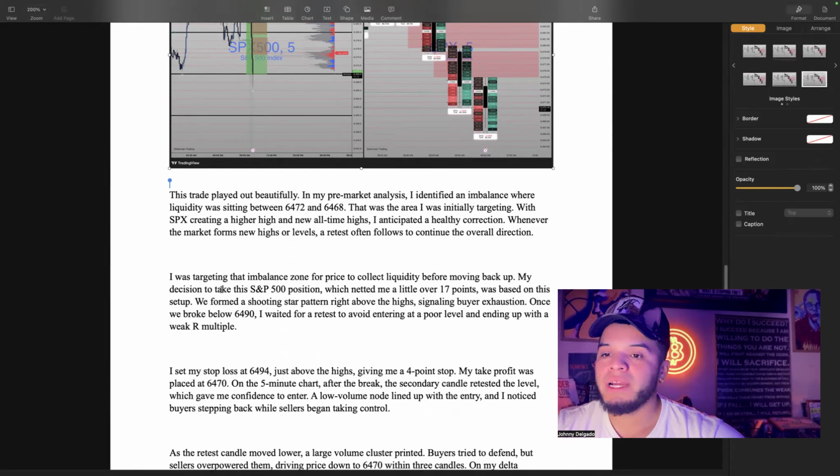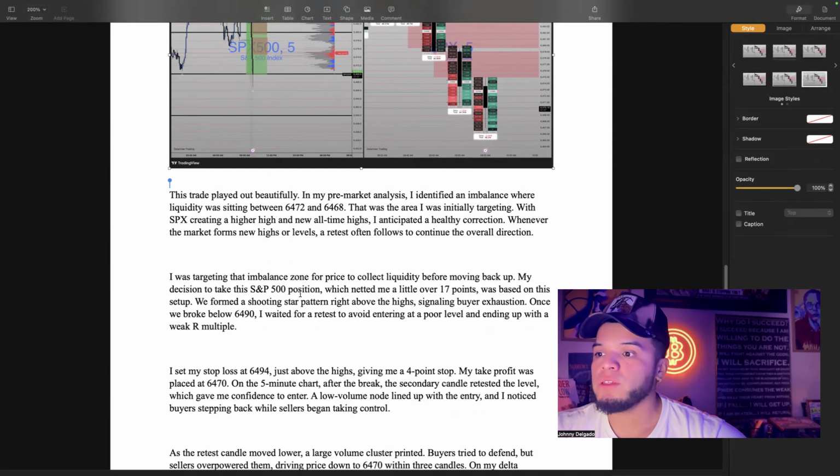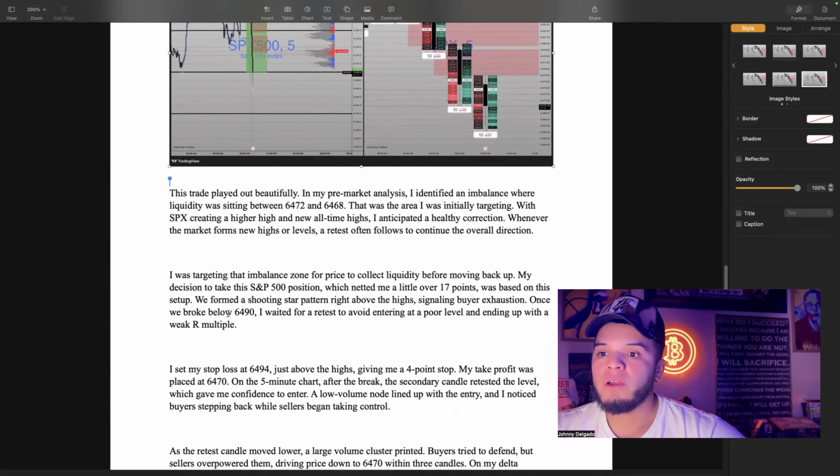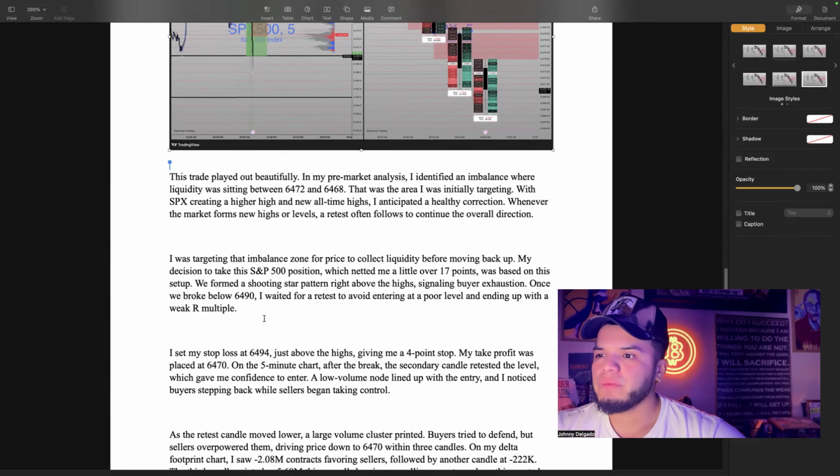My decision to take this SPX short, which netted me a little over 17 points in profit, was based on this setup. We formed a shooting star pattern above the highs, signaling buying exhaustion. Once we broke below 64.90, I waited for the retest to avoid entering at a poor level. Again, wait for the retest.